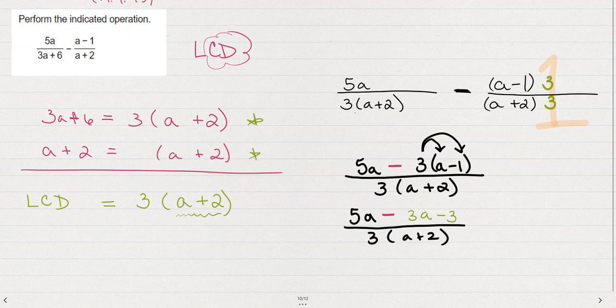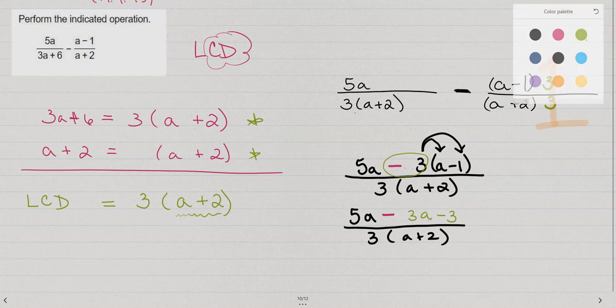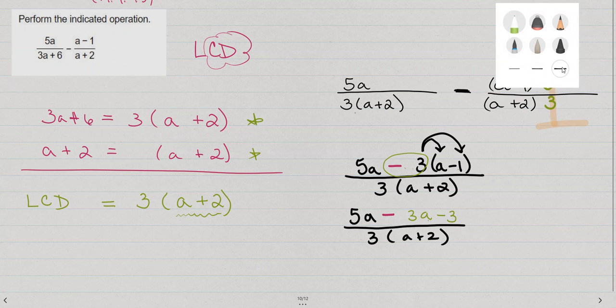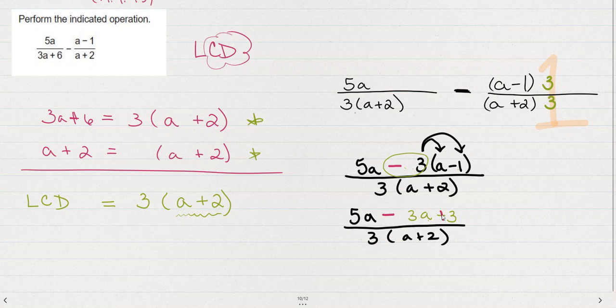Here's one way to think of it. We're going to multiply or distribute a negative 3. So negative 3 times a, we're good here, it's negative 3a. But negative 3 times negative 1 is going to be plus 3, not minus 3. Do you see that? It's negative 3 times negative 1 is positive 3. And now we're set to do the arithmetic. That's the hard part, what we've already done.